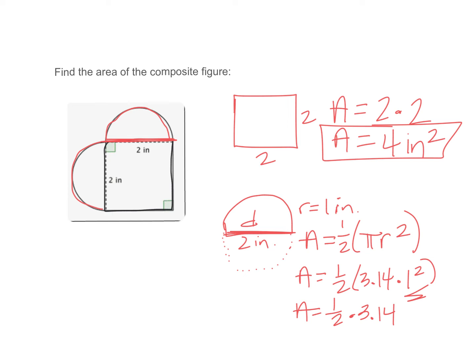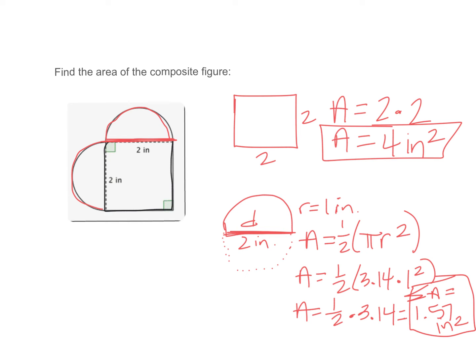And if I do half, 0.5 times 3.14, I get 1.57 inches squared. That's for one of my semicircles, but I have 2 and they're the exact same.